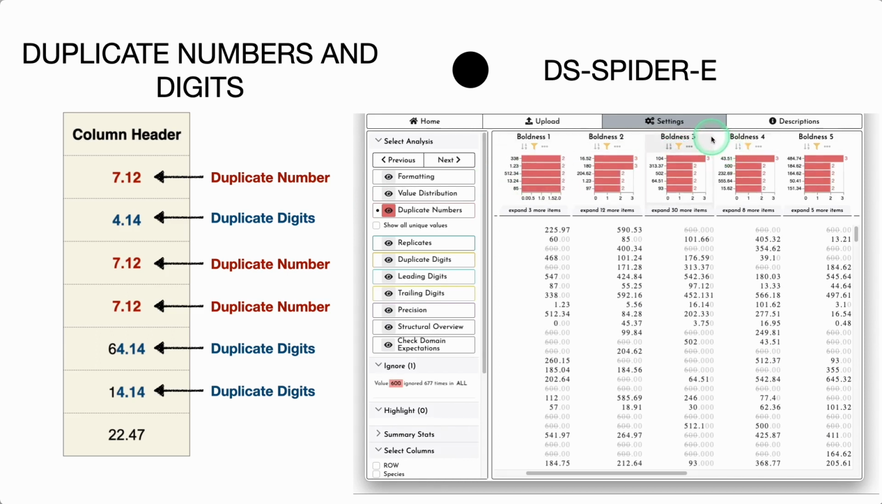In this dataset, there are many values that are duplicated 2 or 3 times. Selecting values will highlight them and bring them to the top of our list.